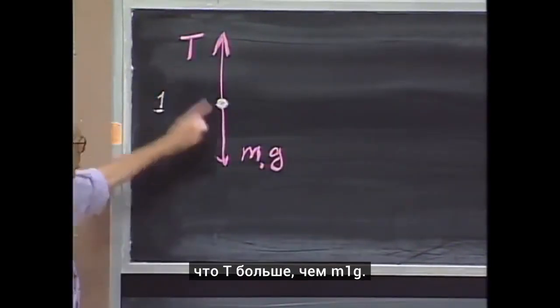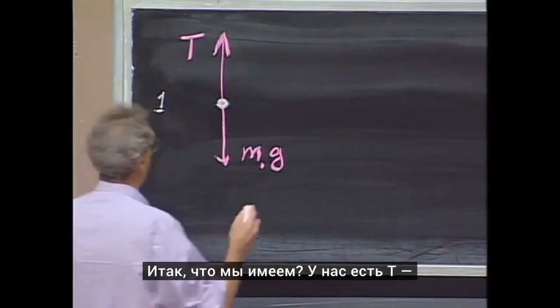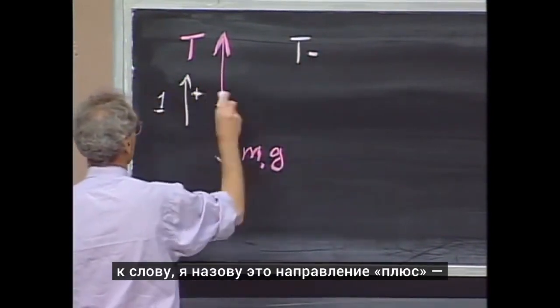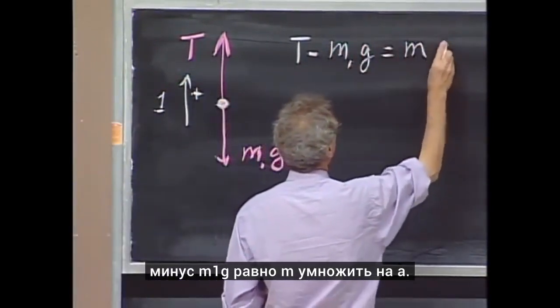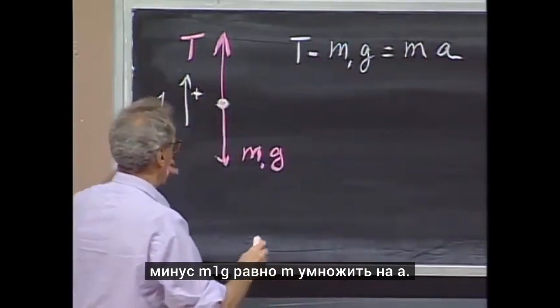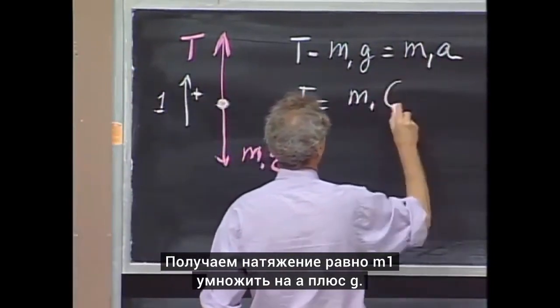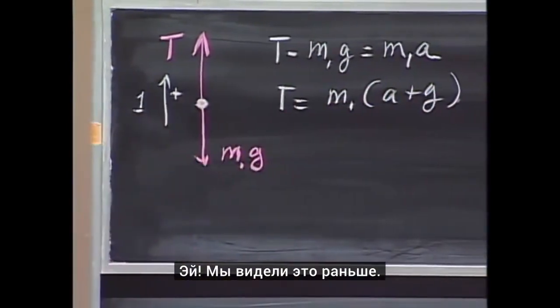Non-negotiable. T better be larger than m1g, otherwise it would never be accelerated up. And we know it will be accelerated up. So what do we get? We get T, I will call this plus direction, by the way, minus m1g equals m times a. So the tension equals m1 times a plus g. Hey, we've seen that one before.